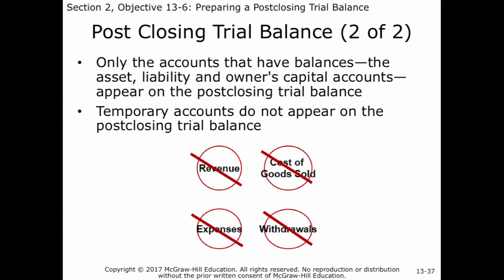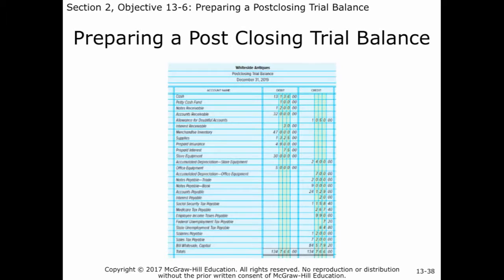Also remember that only the accounts that have balances are the assets, liabilities, and owner's capital accounts, and they appear on the post-closing trial balance. So the temporary accounts, including revenue, cost of goods sold, expenses, and withdrawals, do not appear on the post-closing trial balance. So the post-closing trial balance is presented here in this slide. Notice that the only account types that are not closed out are the assets, liabilities, and the owner's capital account. Again, nothing new here.